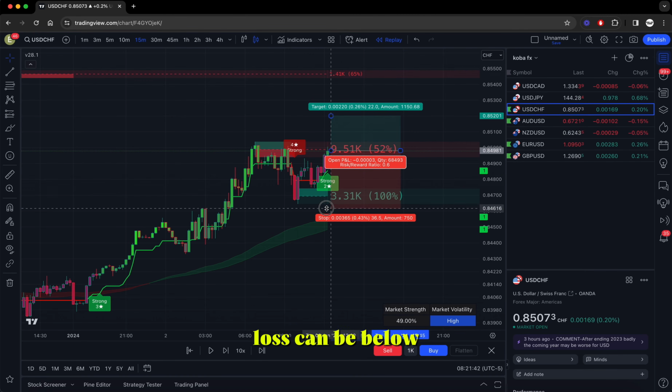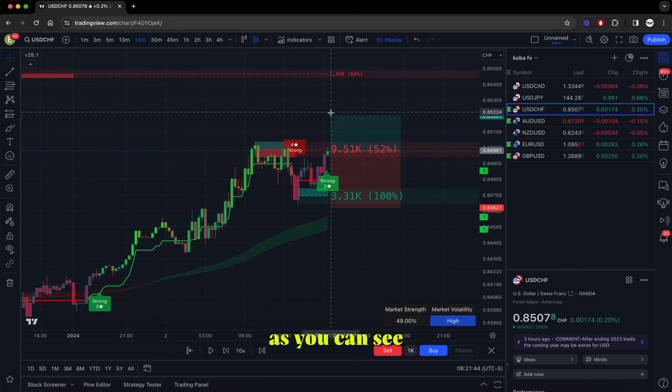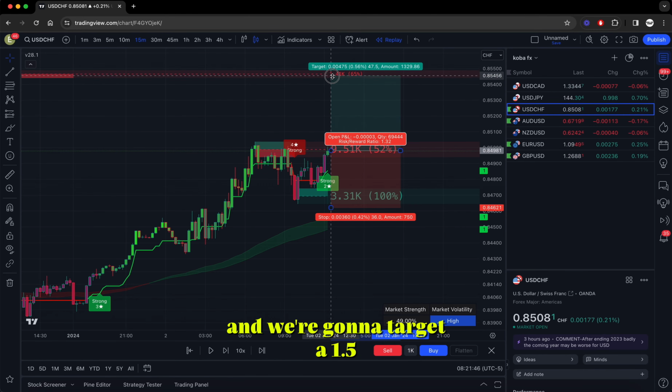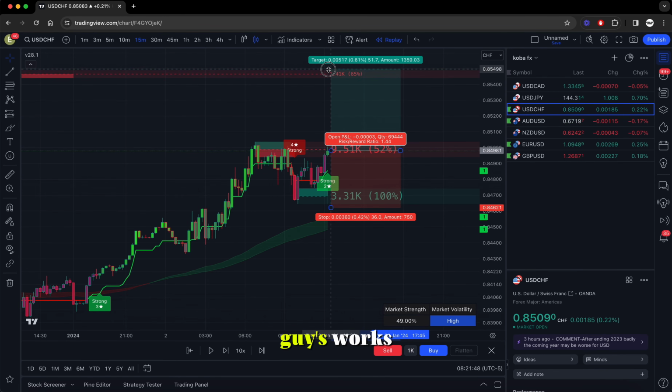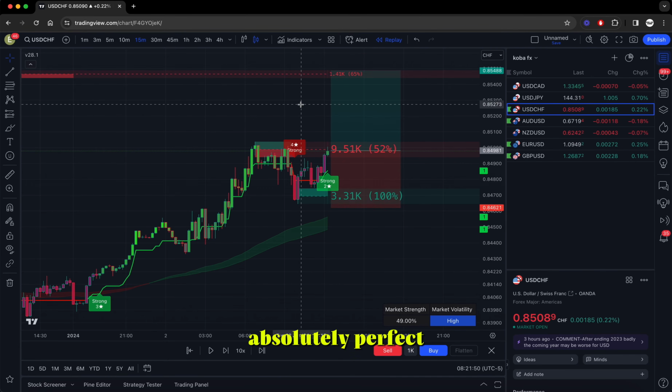Our stop loss is going to be below the order block, as you can see, and we're going to target a 1.5 or the next order block. So something like this, guys, works absolutely perfect for this trade. This is great. Next, that's it.